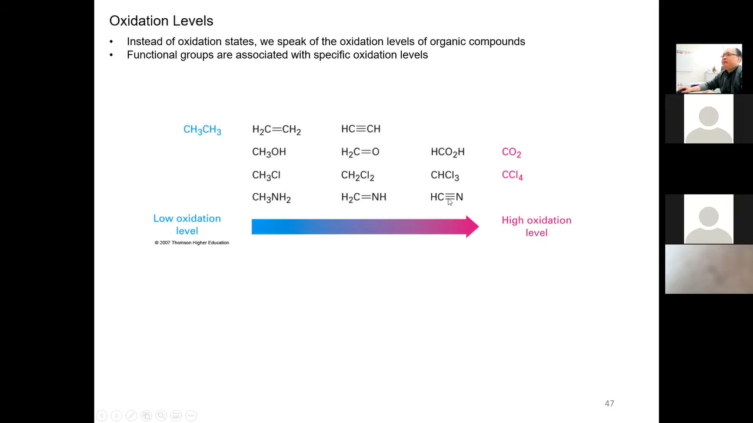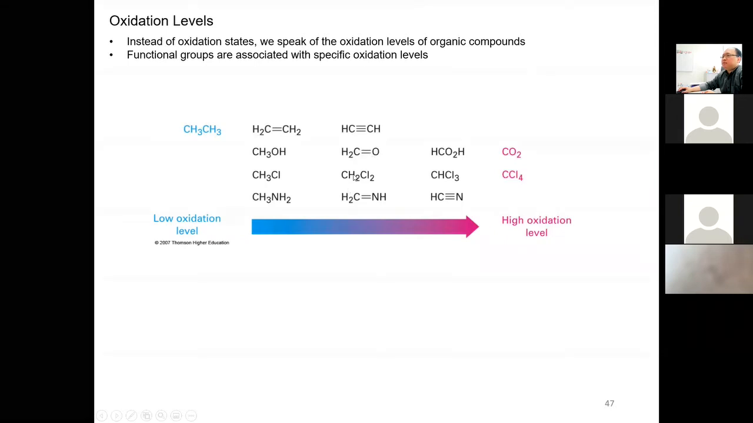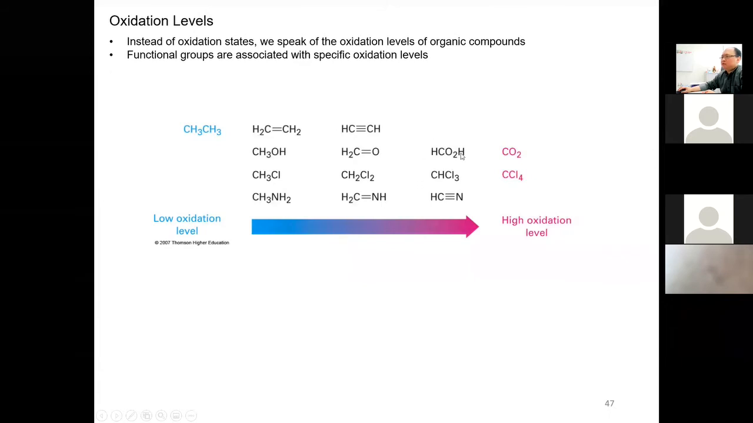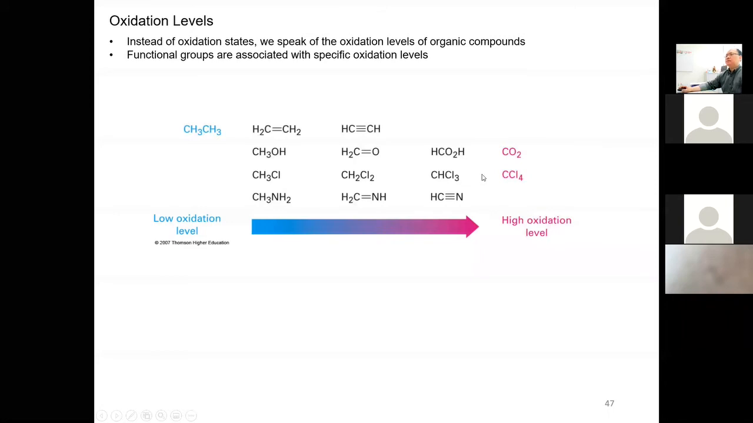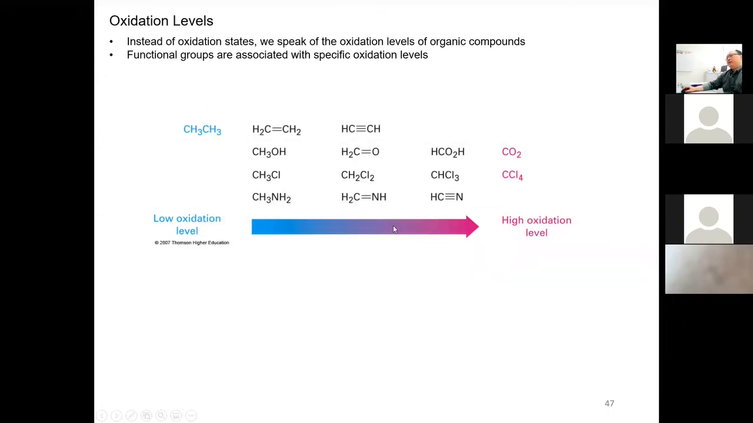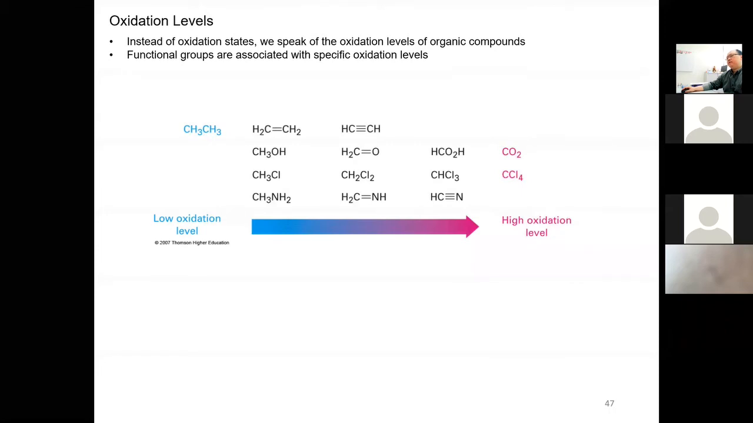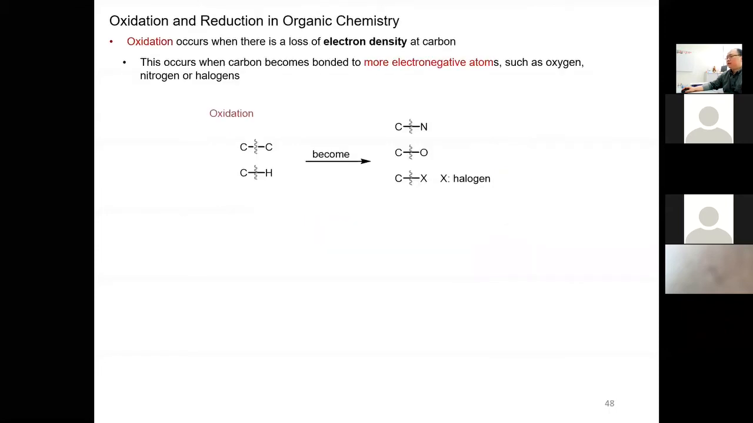And you can see all those molecules between these 2 extremes. Some of them are linked to oxygen, some of them linked to chloride. You can clearly see if it's linked to more oxygen and more chloride, the oxidation level is higher. So if we keep these molecules' oxidation levels in mind, then we can define what are the oxidation or reduction reactions of organic molecules.